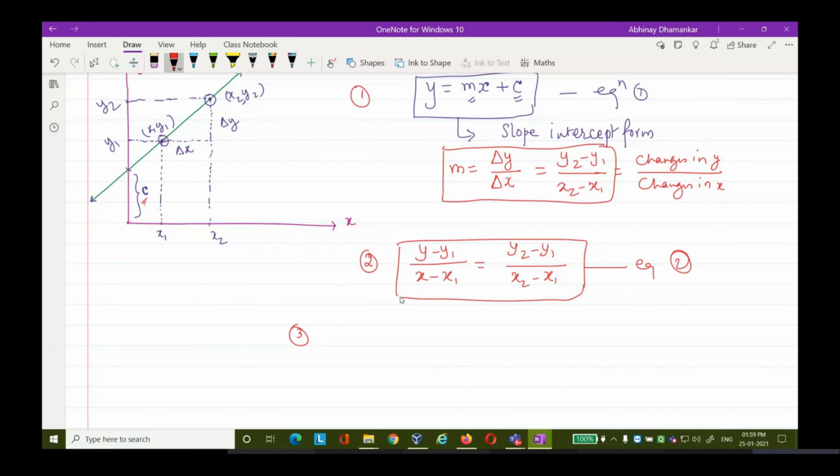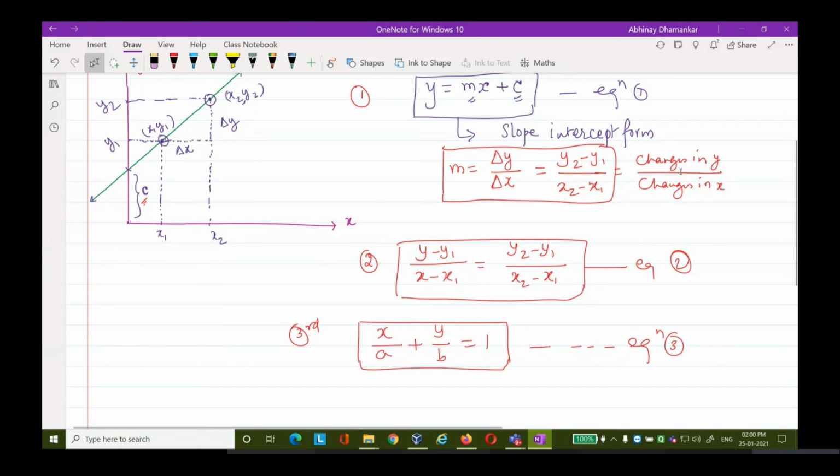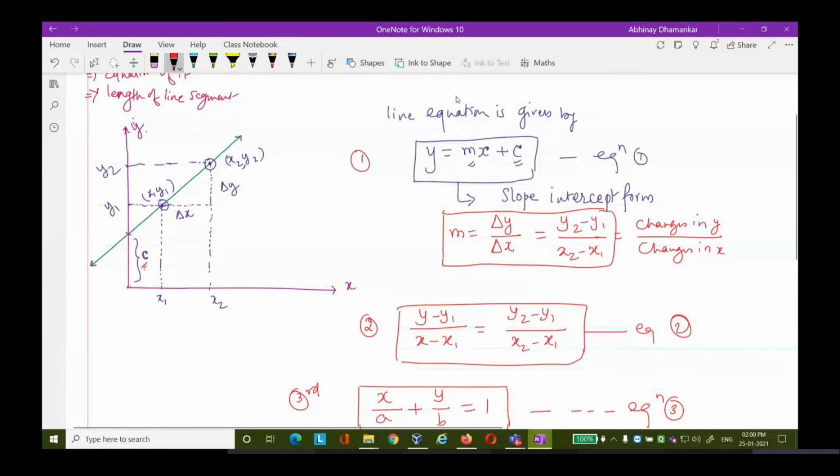And the third form is when intercepts are given. This is the equation of the line: x by a plus y by b is equal to 1. This comes directly from mathematics, and this is equation 3. Most probably we use the slope intercept form for calculation. So note it down very properly and keep this diagram. Next time we will start from here itself.